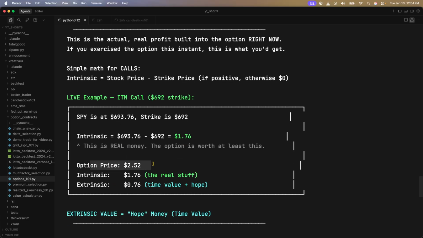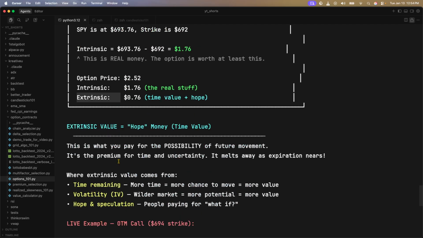And then here's the option price. The option price is going to be 2.52. Now the intrinsic is the real money of the option contract right now, and the extrinsic, the hope money, the hopes and dreams, is time value plus hope, which is 0.76. So the true option price is $2.52, right? That's your intrinsic plus your extrinsic.